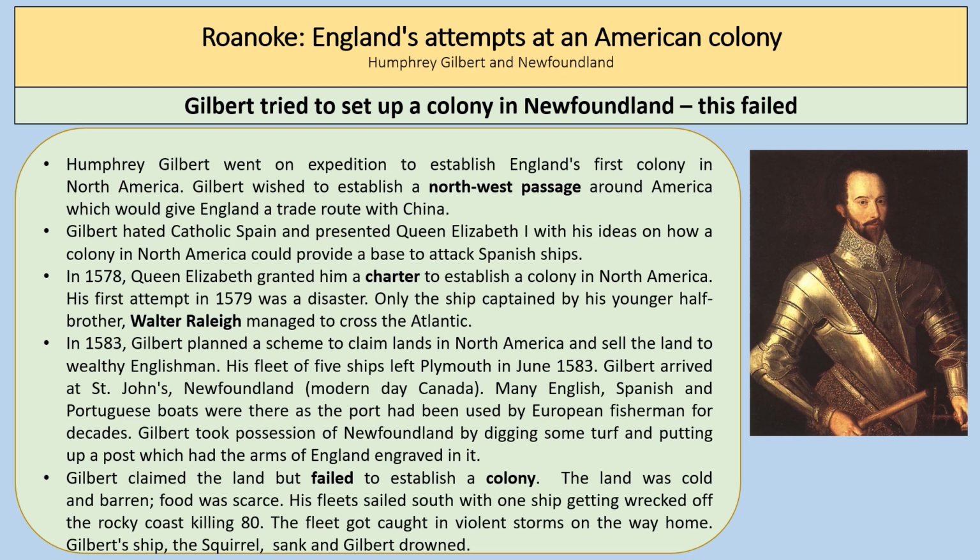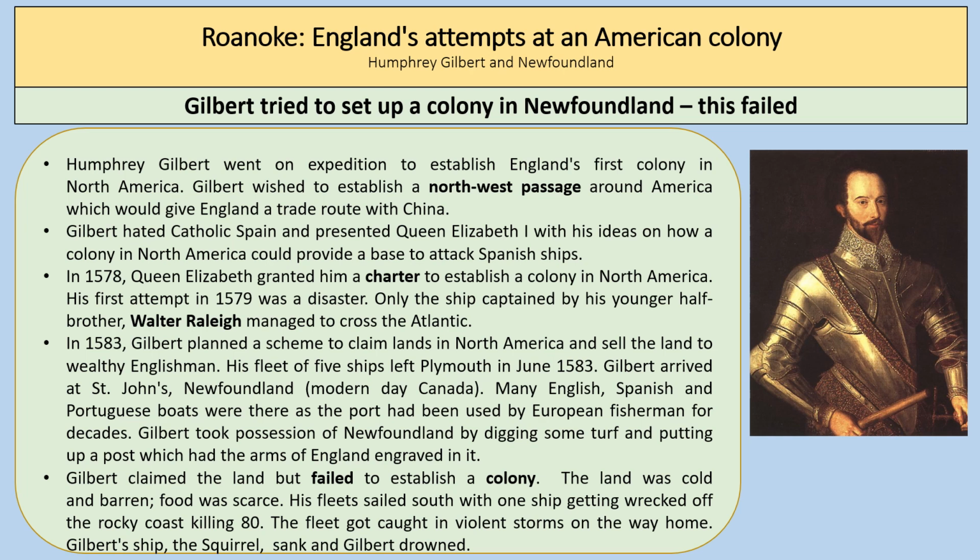Gilbert hated Catholic Spain and presented Queen Elizabeth I with his ideas on how a colony in North America could provide a base to attack Spanish ships. In 1578, Queen Elizabeth granted him a charter to establish a colony in North America. His first attempt in 1579 was a disaster. Only the ship, captained by his younger half-brother Walter Raleigh, managed to cross the Atlantic.